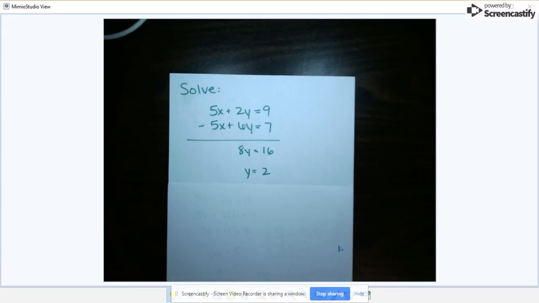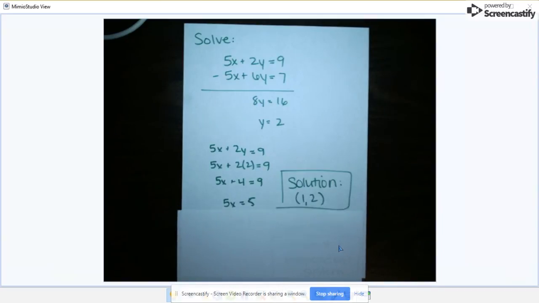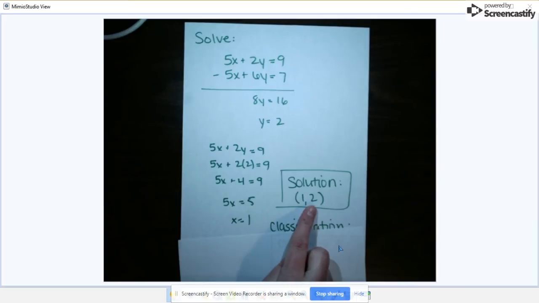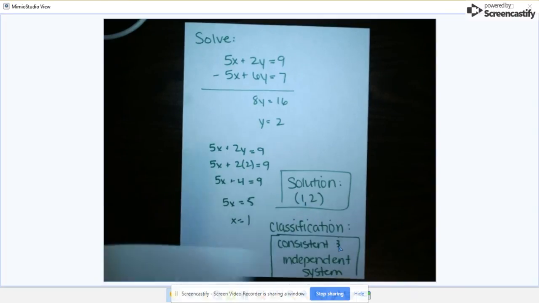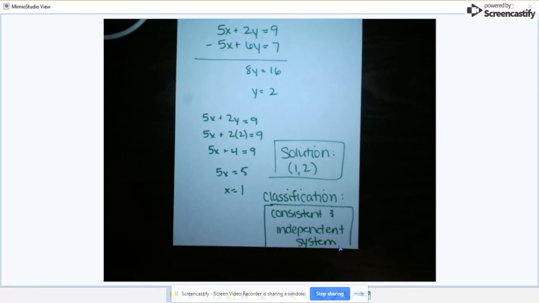Plug that y equals 2 back into either one of these two equations. So I used the top one. 5x plus 2 times 2 equals 9. Subtract your 4 and that gives you 5x equals 5. We know x equals 1. Our answer then is (1, 2). However, if we need to classify it, we must classify using the new vocab words we learned at the beginning. So this solution would be consistent and independent.